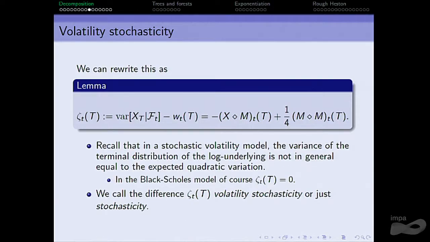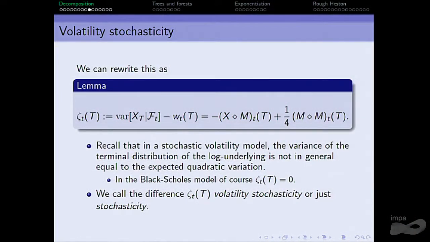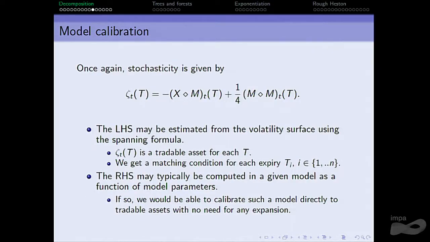So that's the first application. Define stochasticity to be the difference between the variance of the terminal log spot and quadratic variation, obviously 0 if it's not stochastic vol, and we're only talking about continuous models here, no jumps. Then it's expressible as the sum of these two terms. And again, it's exact for any stochastic vol model.